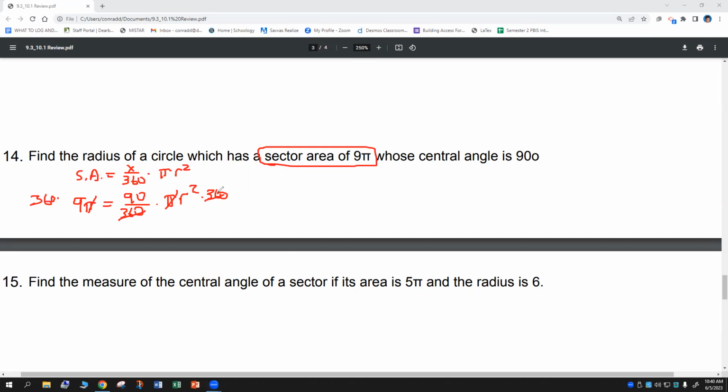So 360 times 9 should be 3,240 equals 90 r squared. We can divide both sides by 90, you get 36 equals r squared. And then you got to take the square root of both sides, and you get r equals 6 units. All right, that's 14. Now we're on to 15.